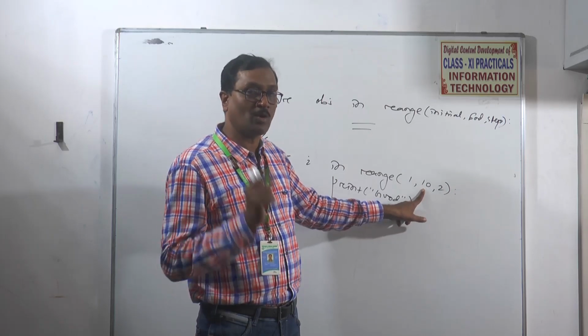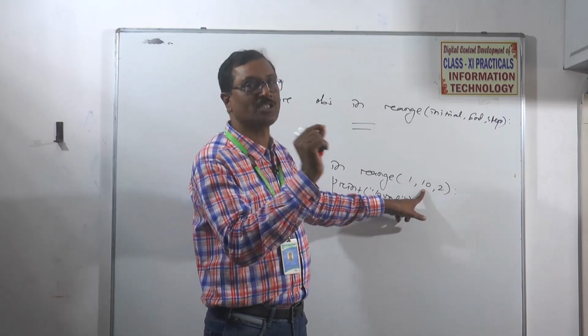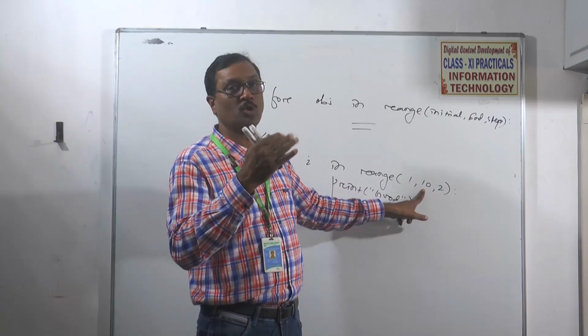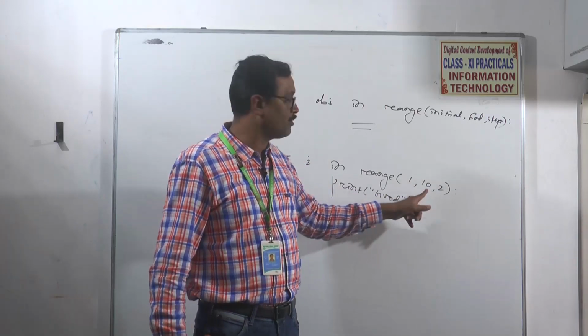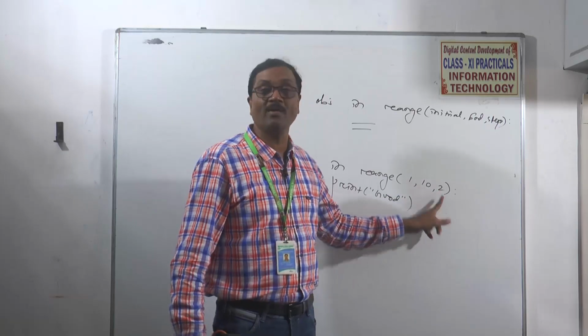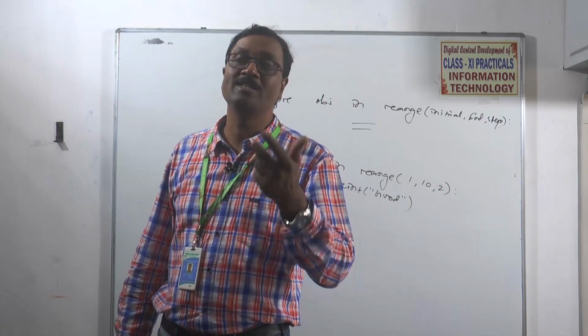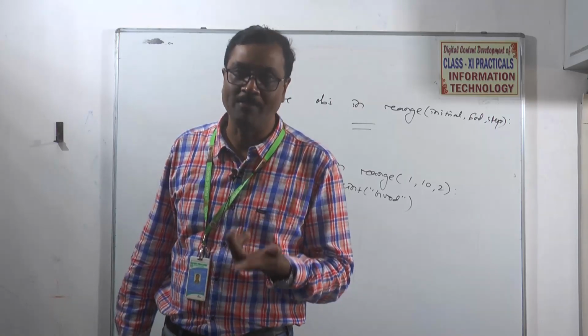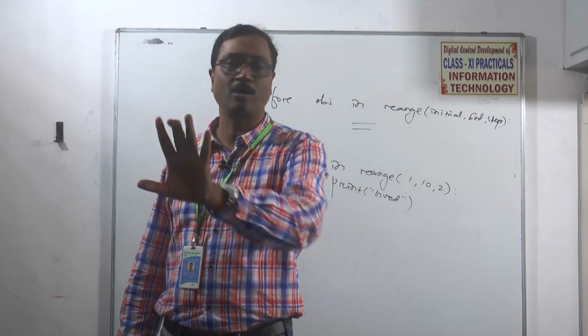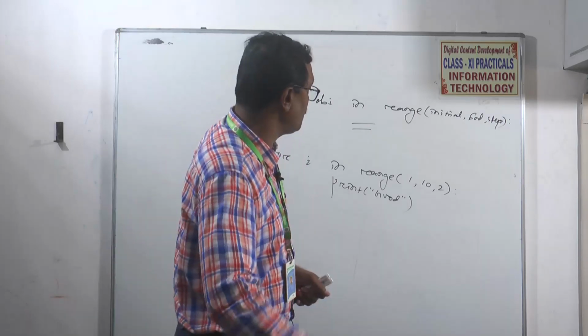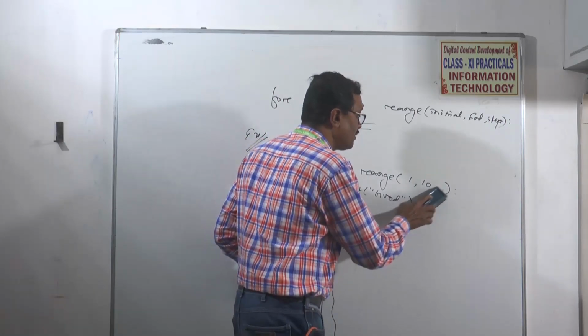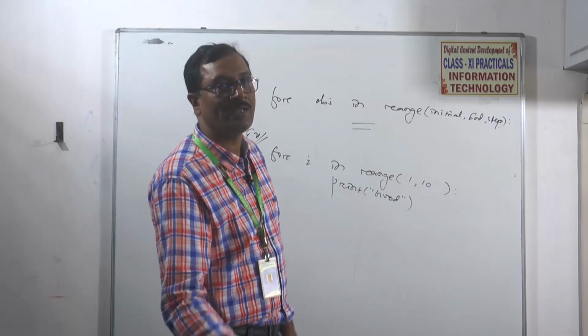That means the end value is 10. But one thing to remember: it will not touch 10, so it will go up to 9. Step value I have given is 2. So starting from 1, count 3, then 5, then 7, then 9.